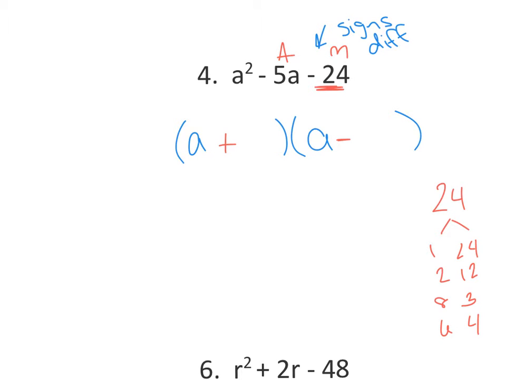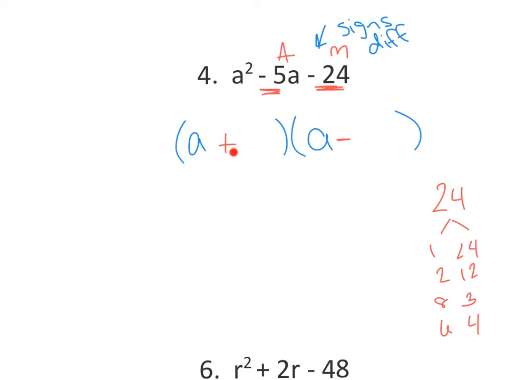We got 1 and 24, we got 2 and 12, we got 8 and 3, and 6 and 4. I'm sure there's others. No, I think that's it. So I want to find the one that somehow adds to 5. Now, I know that none of these values add to 5. Like 1 plus 24, that's 25. This is 14. This is 11. This is 10. So nothing's adding to that.